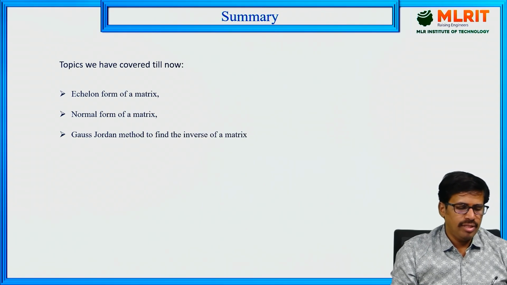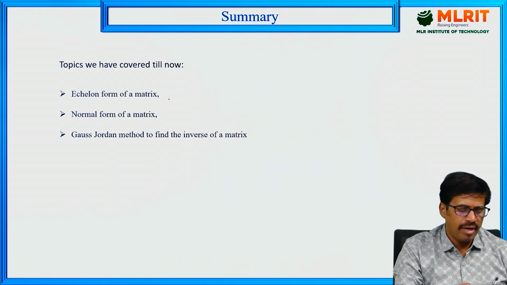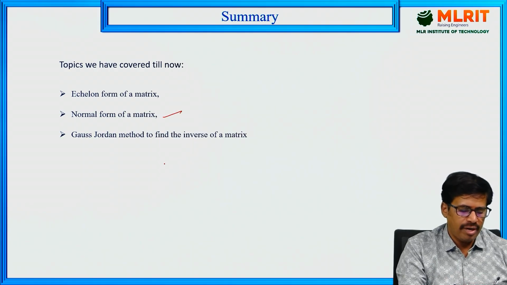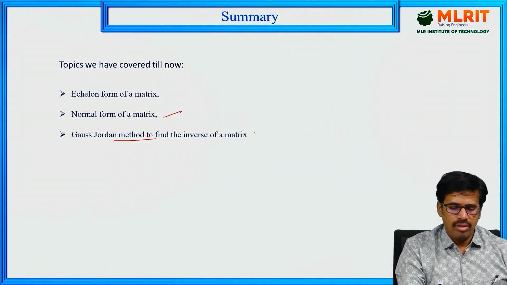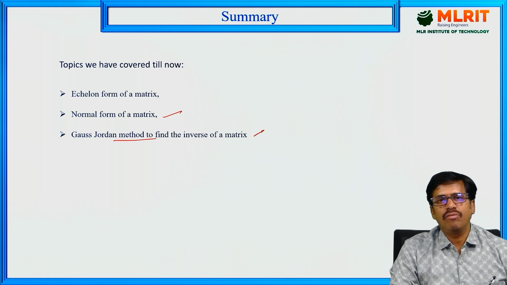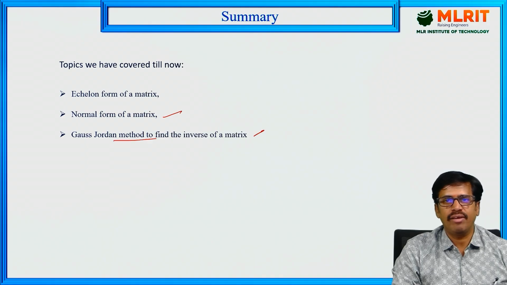So in this lecture we have covered echelon form of matrix, normal form of matrix, and how to find the inverse of matrix using Gauss-Jordan method. In next lecture, we are going to cover the consistency for system of homogeneous and non-homogeneous equations.